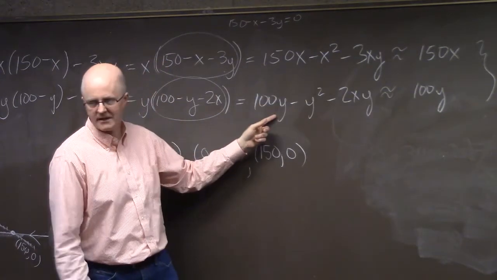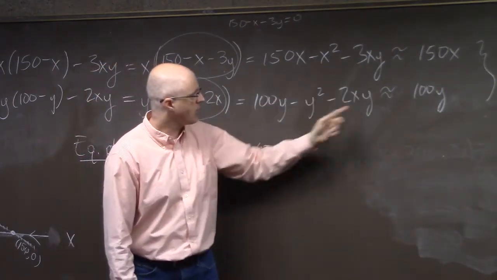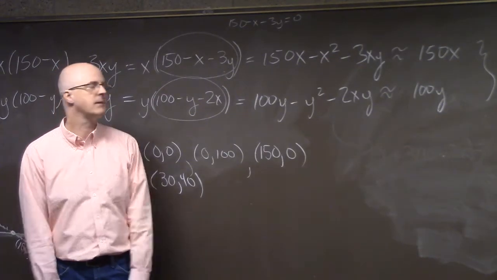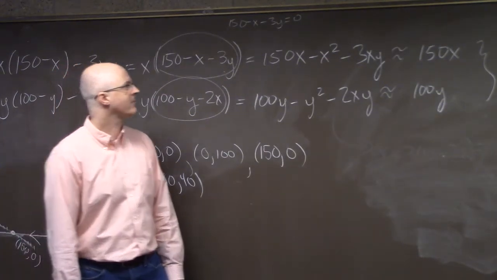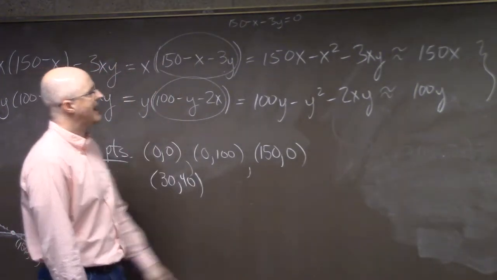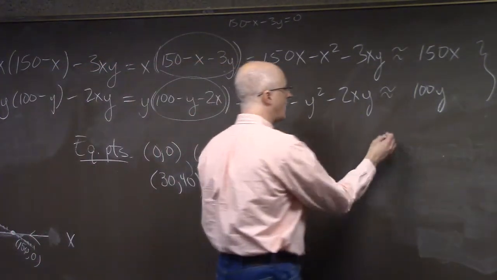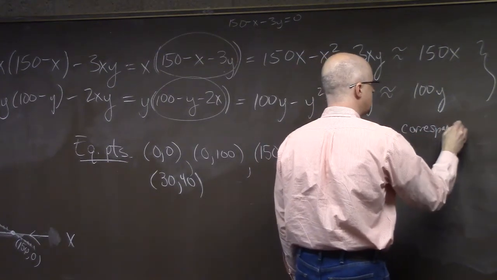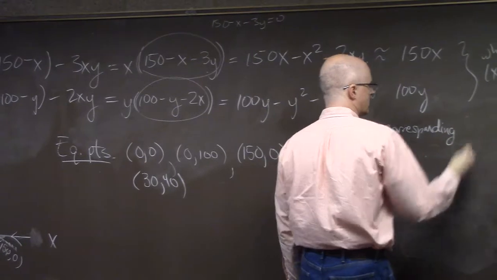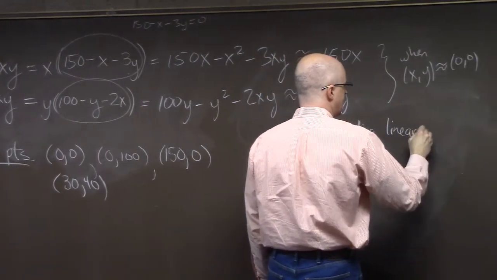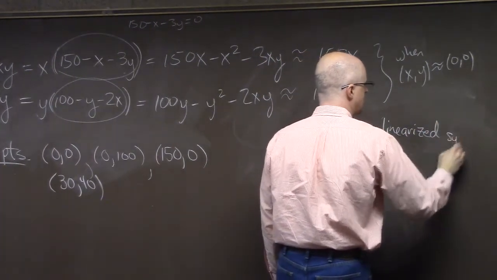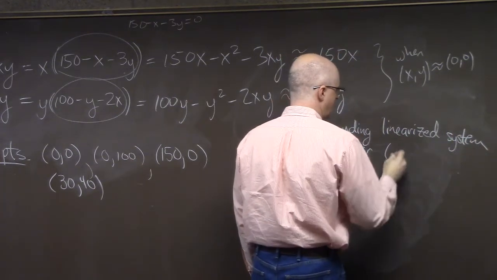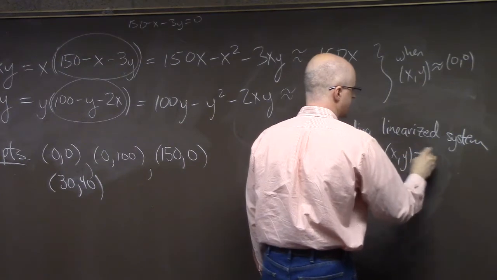First order terms, linear terms. Second order terms, those are quadratics. Second degree might be a better word to use. And in other words, there's a corresponding linearized system. Emphasis on being linearized near xy equals 0, 0.